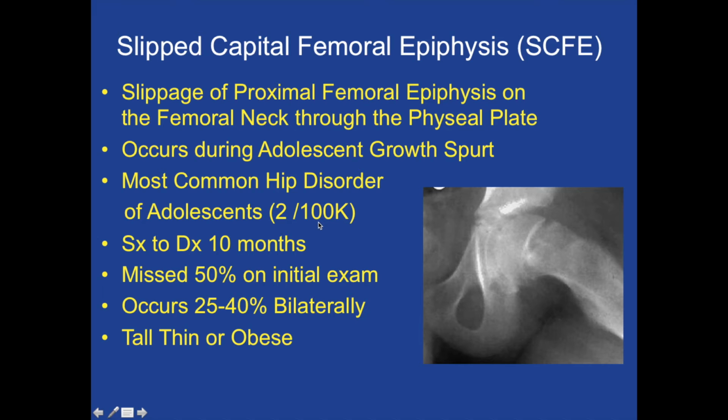And there's a delay in diagnosis of up to 10 months, and so we want to minimize that, which is why we're discussing it. Unfortunately, 50% are usually missed on the initial exam, but you won't miss this because you listened to this presentation. It's important to know that this does happen bilaterally, and there does seem to be a body habitus, either the obese or the tall, thin adolescent, probably due to hormones and growth.